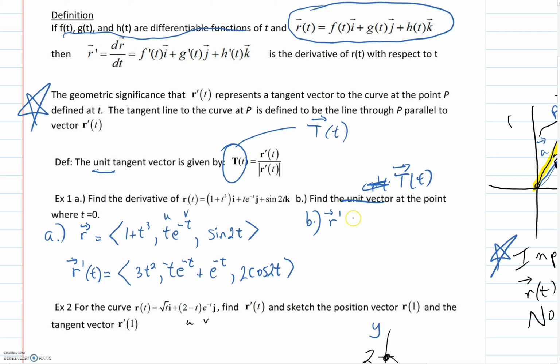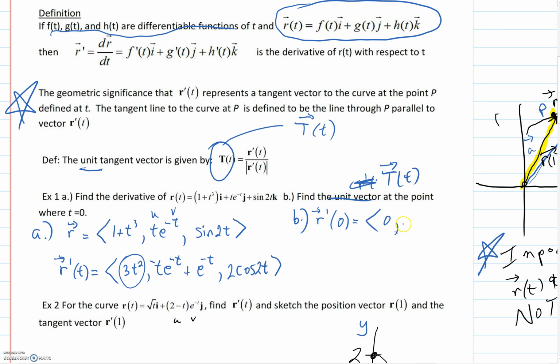So look, we're going to be plugging in 0. If we did that, well, plug in a 0 here. Well, 3 times 0 squared, that's going to be a 0. 0 times your e to a power, that's gone. E to the 0 power is a 1. A cosine of 0 is a 1. And 1 times 2 is a 2.